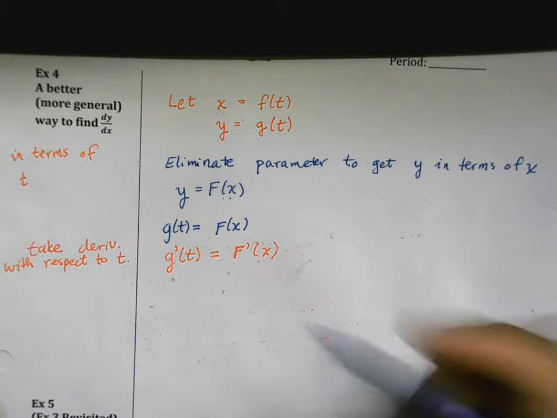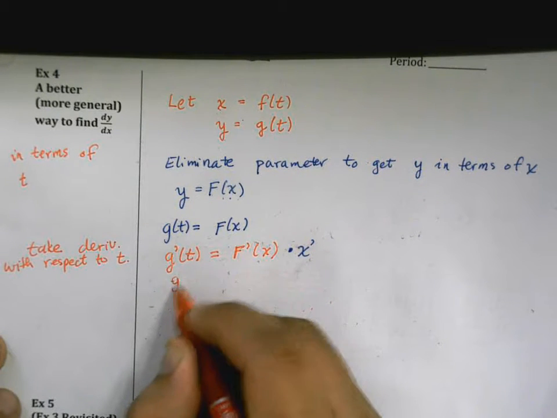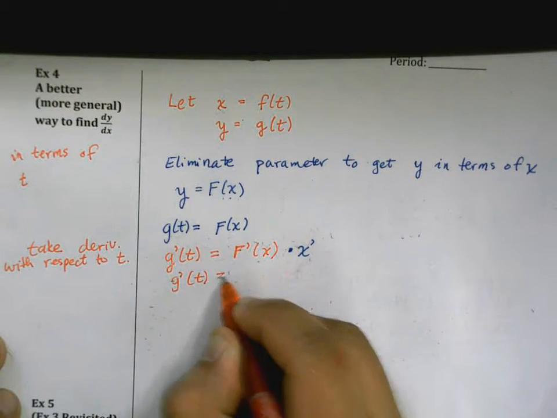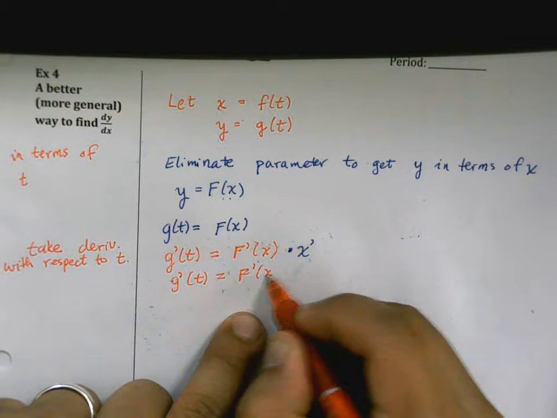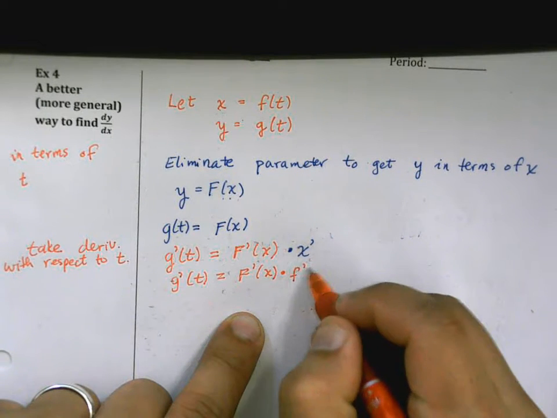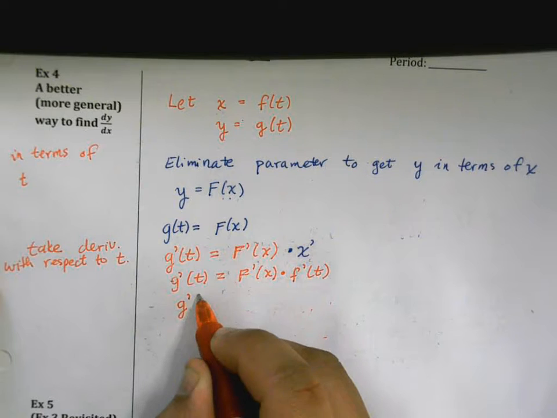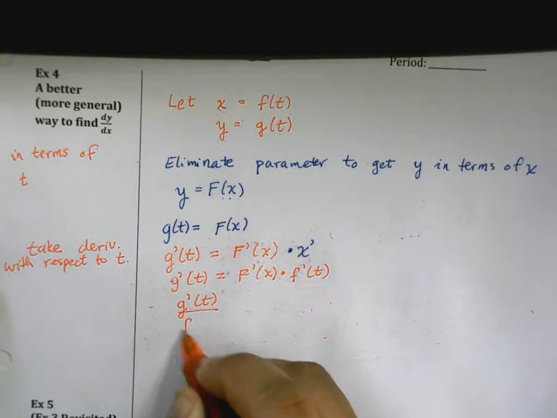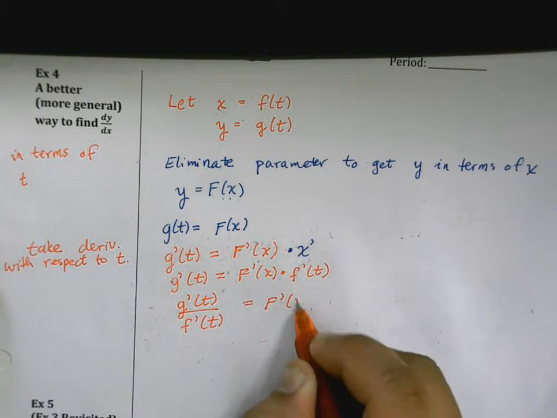So this is really like saying times x prime. Okay, but we have three variables here: x, y, and t. So it's important to really clarify. I'm going to write it this way: g prime of t is equal to big F with respect to x times x prime. But x prime is really little f prime of t. And now we're going to just rearrange a few things, and we will get g prime of t over little f prime of t is equal to big F prime of x.